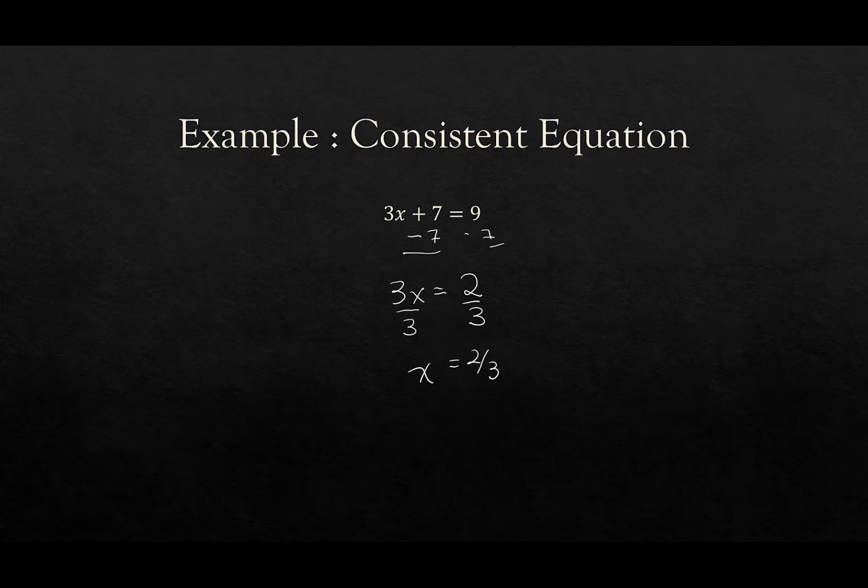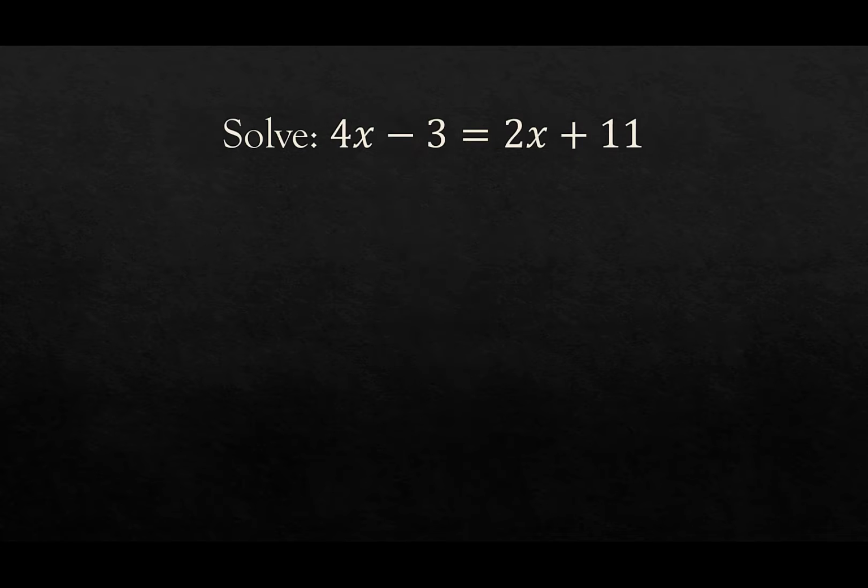So what you see is I'm always doing the opposite. When I had add 7, the opposite is subtract 7. When I had multiply by 3, the opposite is divide by 3. So I keep peeling away all these numbers to get the x all by itself. So this would be an example of a conditional equation. I have an answer, so that's consistent. The only time this equation is true is when x is equal to 2/3. So let's do another one.